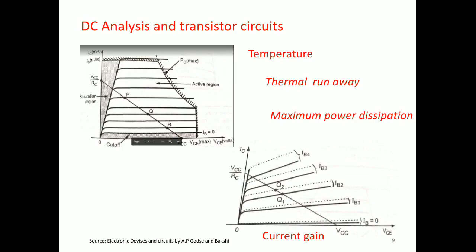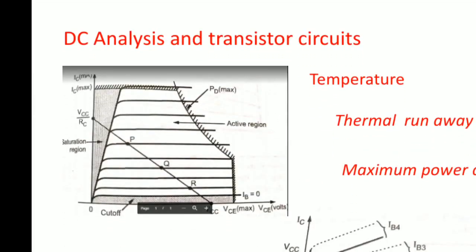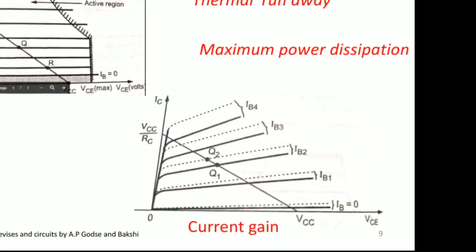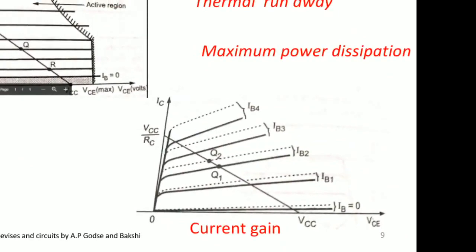For any transistor, maximum power dissipation is always a fixed value. The curve shows the maximum power dissipation value. The first diagram shows the maximum power dissipation value. From the data sheet you have to refer to the power dissipation value. So let us move on to the next parameter, the current gain value.